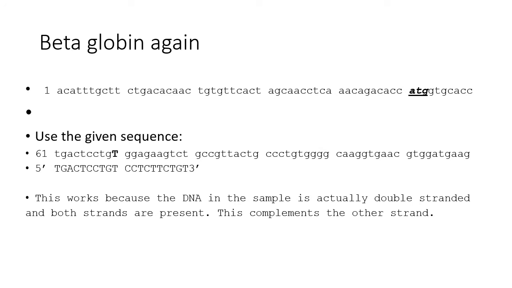The other way to answer the question is basically to realize that the other strand is also present. So you could use that exact sequence, just copy that sequence out again, because that actually will hybridize to the other strand, the top strand of the DNA. So either complementing it, which I think is easiest, or else just write out that sequence, realizing that that will hybridize to the complement. And that's because the DNA in the sample is actually double-stranded.